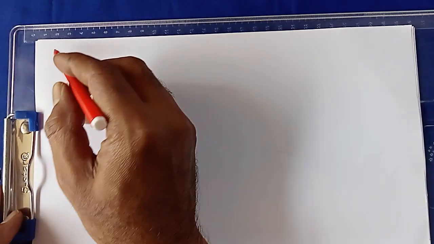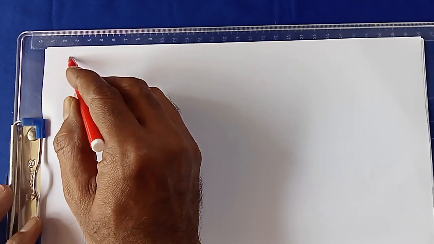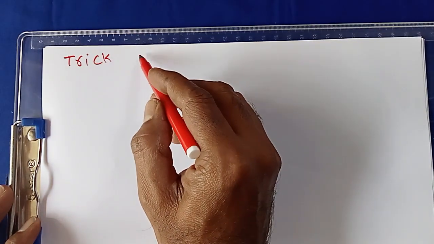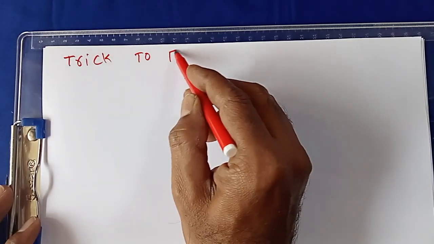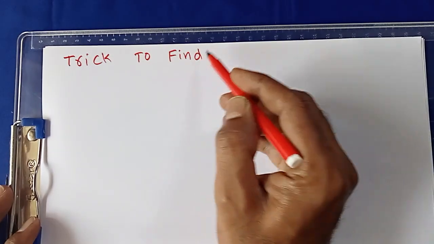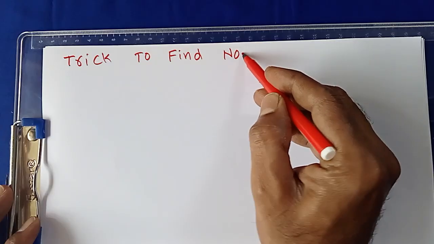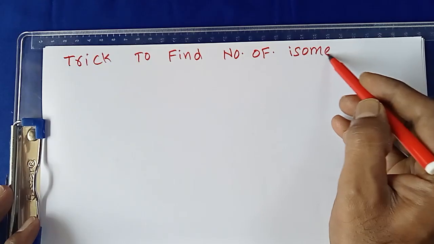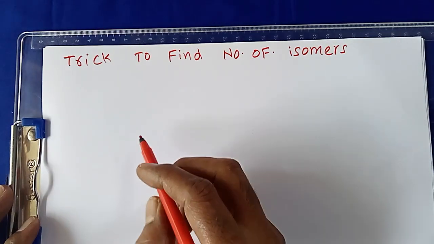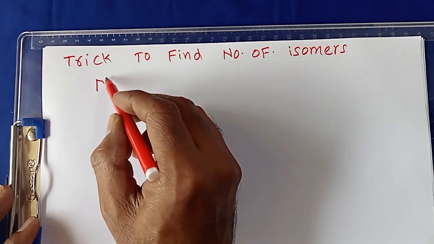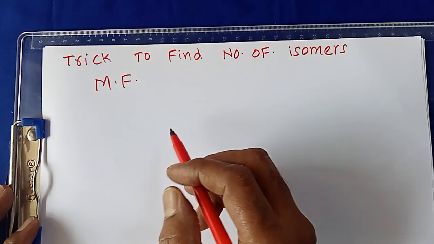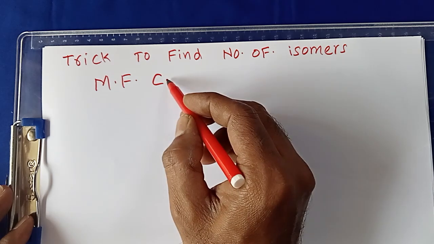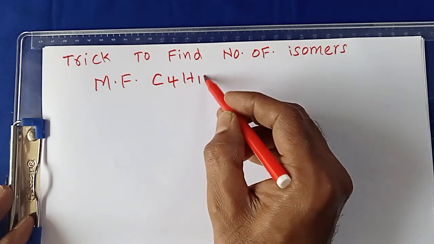Okay. In this video, a trick to find the number of isomers by using the molecular formula given. Important molecular formulas we discuss. First one is C4H10O.